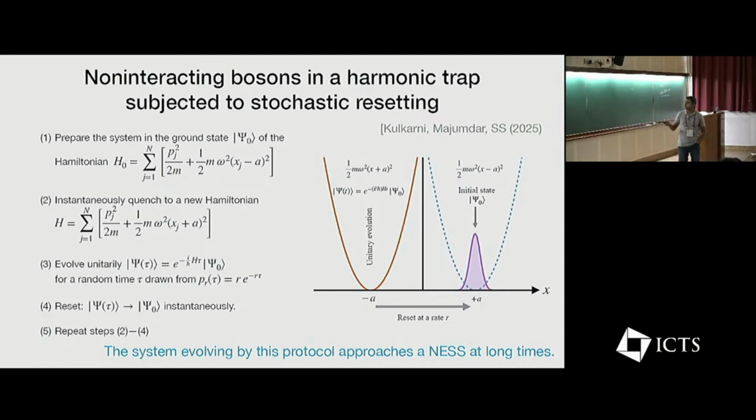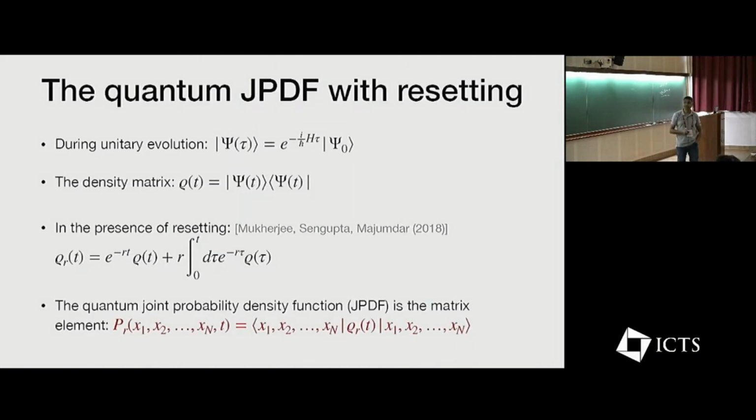So you start here, quench to this one, let it evolve unitarily for some time tau, then from psi t you quench to psi 0, and again you evolve with this Hamiltonian for another time tau 1, and you keep on doing like this. Eventually, the system evolves to a non-equilibrium stationary state, and we want to know what this stationary state is. This is the unitary evolution, during which your psi t evolves by this. Ht is the Hamiltonian I have shown before, and the density matrix is just given by this.